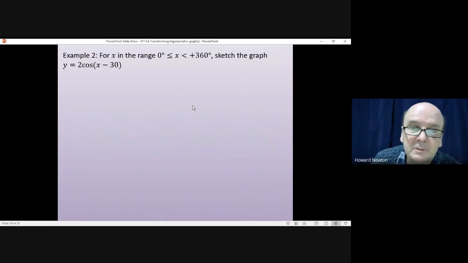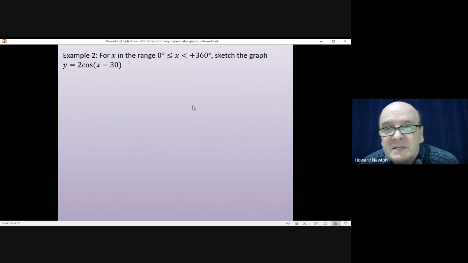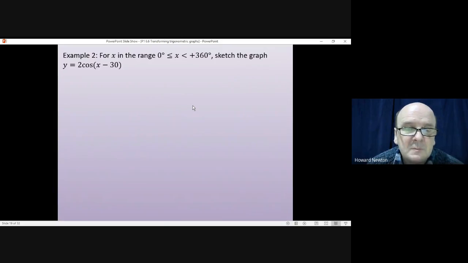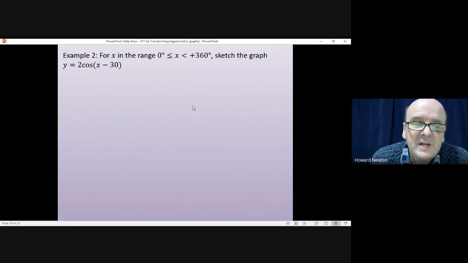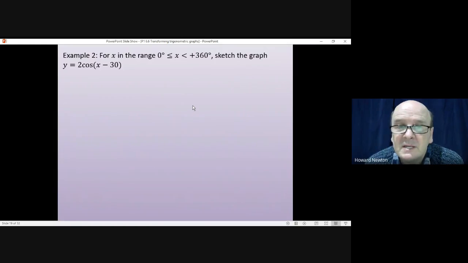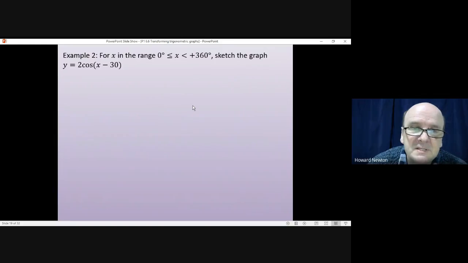Okay, example 2. For x in the range 0 to 360, sketch the graph of y equals 2 times the cosine of x minus 30 degrees. Now you really need to build these up like we did in the last example. So first of all, you sketch cos x between 0 and 360, then cos x minus 30, and then last of all, 2 cos x minus 30. So you really need to do 3 sketches to get to the answer. I'll let you have a go at this, pause the video, and come back to me again when you're ready.